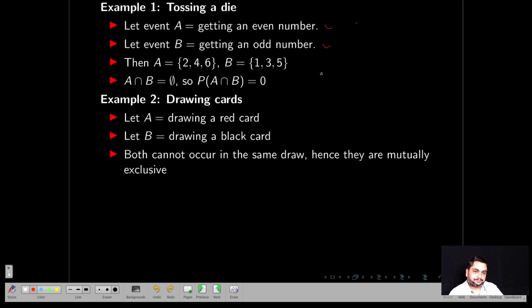Now say that if you draw the Venn diagram, this is A, this is B. A contains what? 2, 4, 6, all even numbers. B contains 1, 3, 5. See, there is no intersection here. So that's why these two are mutually exclusive.